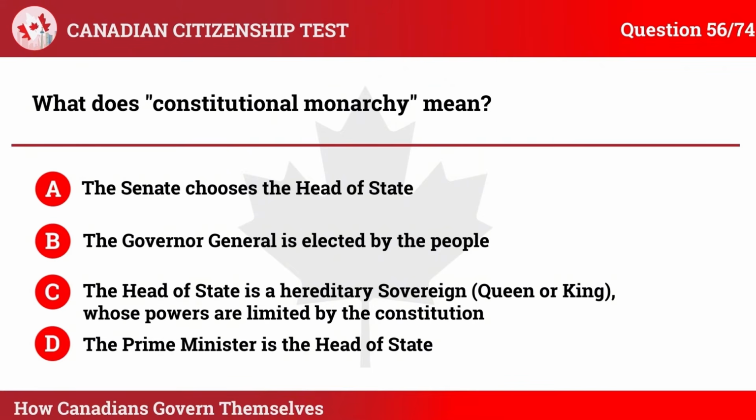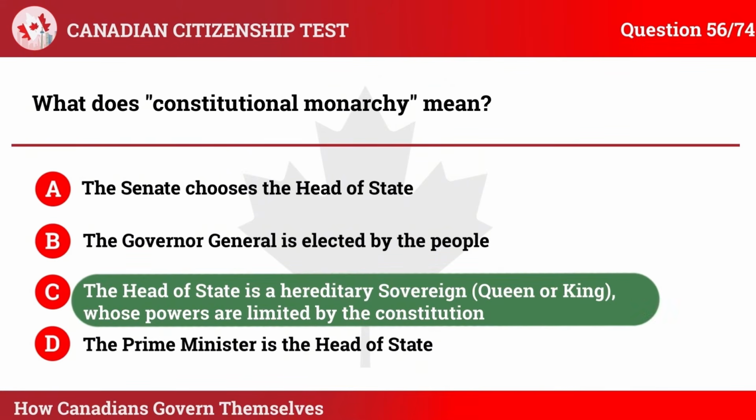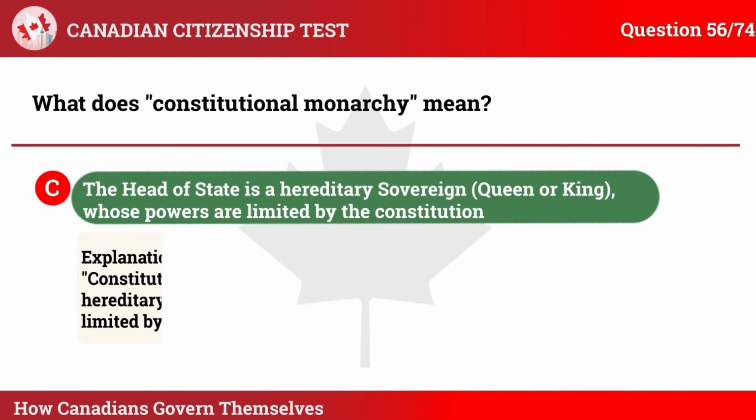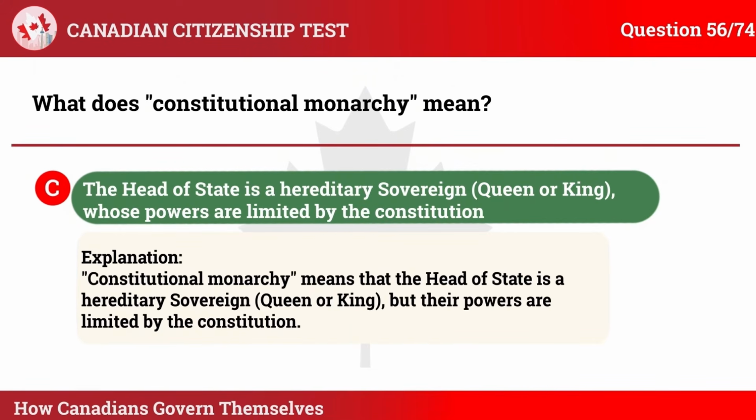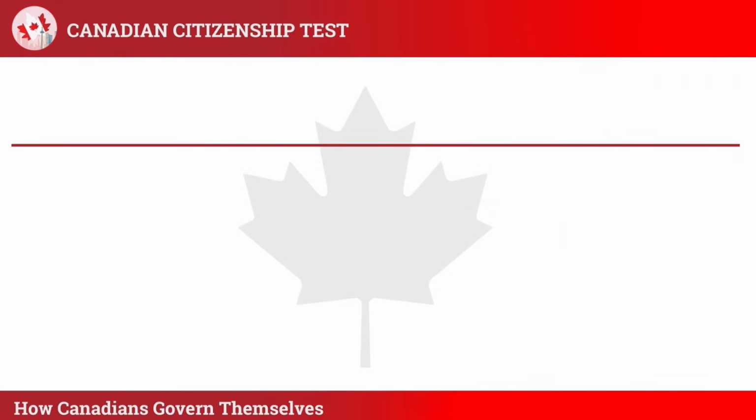The correct answer is C. The head of state is a hereditary sovereign, queen or king, whose powers are limited by the Constitution. Explanation: Constitutional monarchy means that the head of state is a hereditary sovereign, queen or king, but their powers are limited by the Constitution.